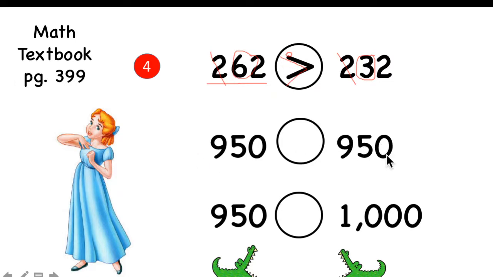950, 950. You can see that the numbers are the same. That means they are equal. Now this one is tricky. Be careful.